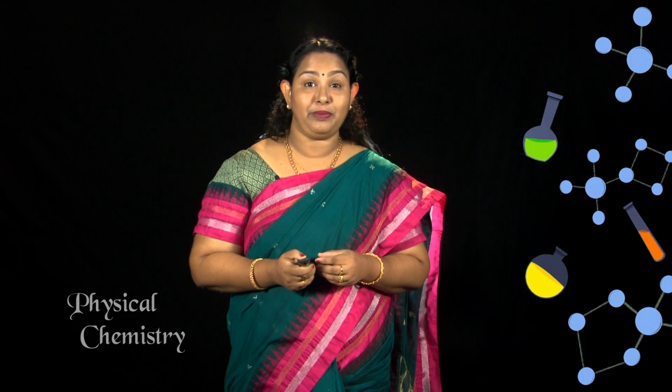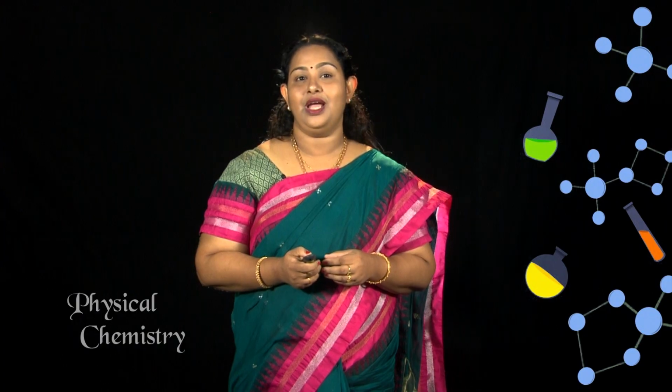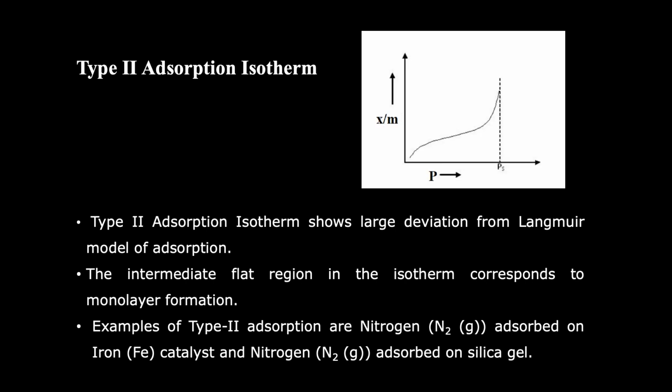Next is type 2 adsorption isotherm. Type 2 adsorption isotherm shows large deviation from the Langmuir model of adsorption. The intermediate flat region in the isotherm corresponds to monolayer formation. Examples of type 2 adsorption are nitrogen adsorbed on iron catalyst and nitrogen adsorbed on silica gel.